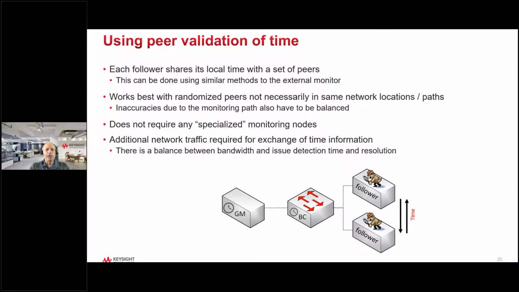It typically works best with a randomized set of peers rather than always using the same peers or using the nearest peers, and preferably where they're not all in the same network locations or path. There are going to be some inaccuracies due to the monitoring path that also have to be balanced. But if you measure everything by your two closest peers, you're still going to have the inaccuracies incurred by the shared BCs or TCs or cables in your path.